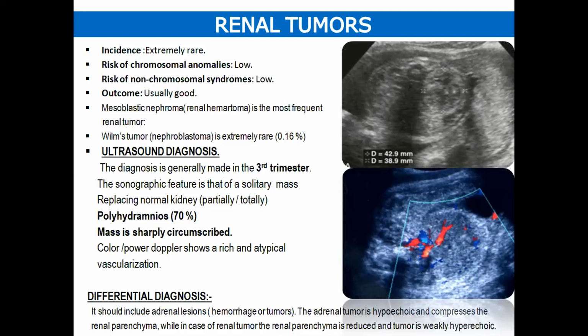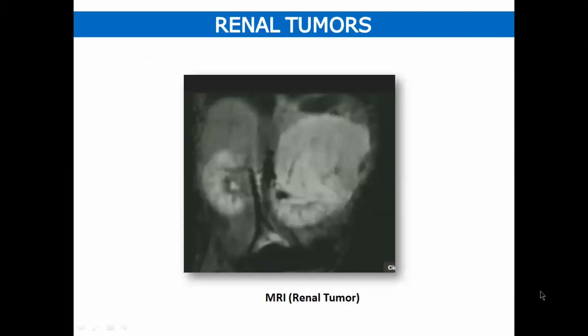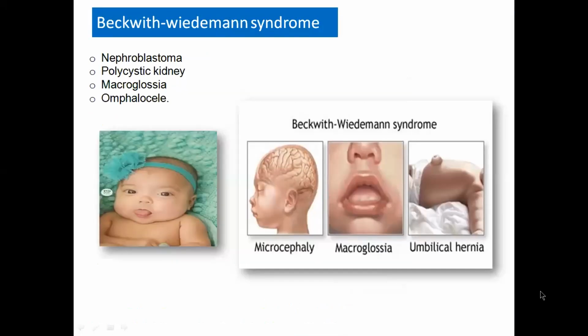The adrenal lesion or tumor is hypoechoic and compresses the renal parenchyma, whereas the renal masses replace the renal parenchyma, and the tumor is weakly hyperechoic. This is an MR. Sometimes you take the help of MR to differentiate between renal and adrenal masses. And here the picture is clearly delineating, and normal renal tissue is seen. This is an MR finding.